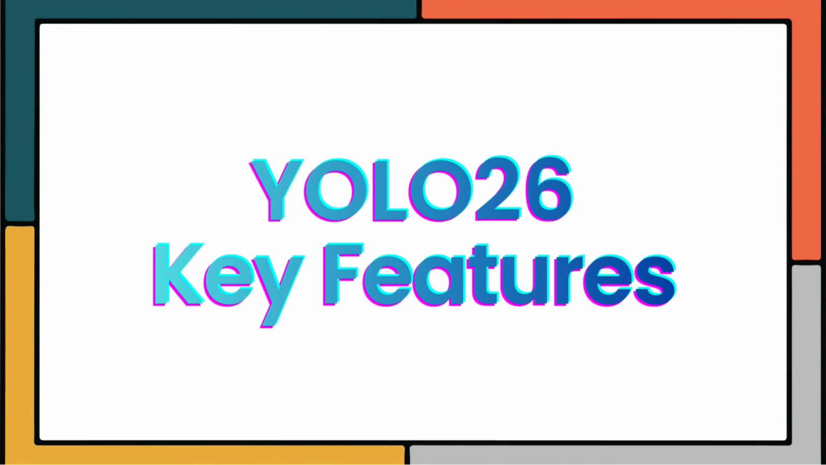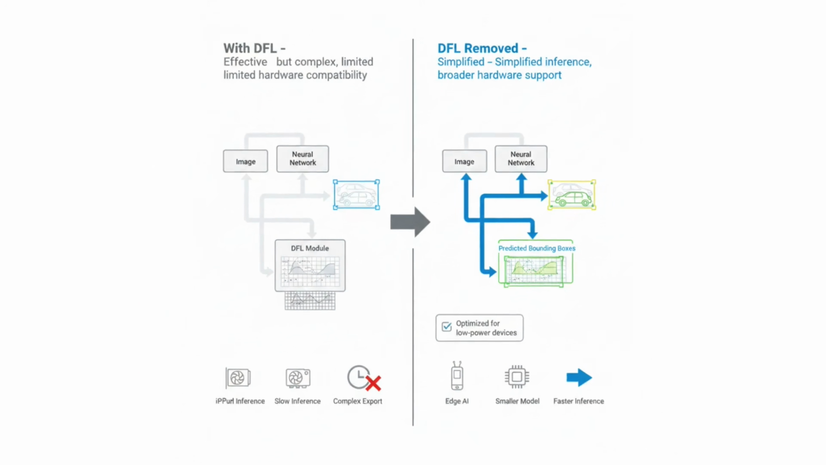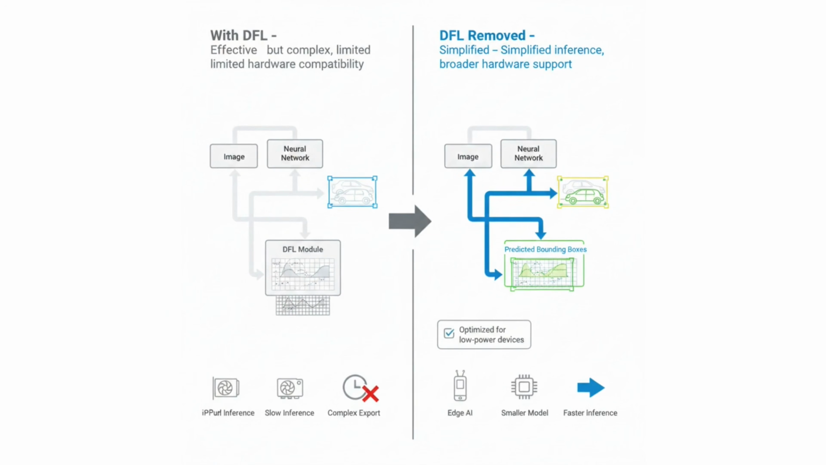Before exploring the architecture, let's take a look at the key features of YOLO26. First, YOLO26 completely removes distribution focal loss, or DFL. While DFL has been effective in previous YOLO versions, it often complicated model export and limited hardware compatibility. By removing DFL, YOLO26 significantly simplifies inference and broadens support for edge and low-power platforms.